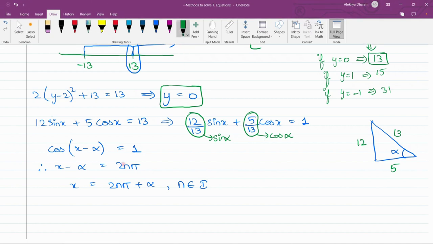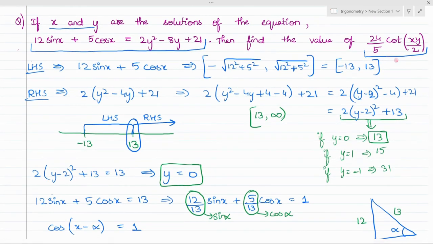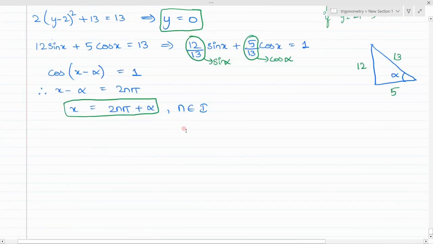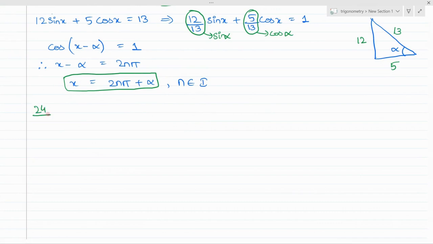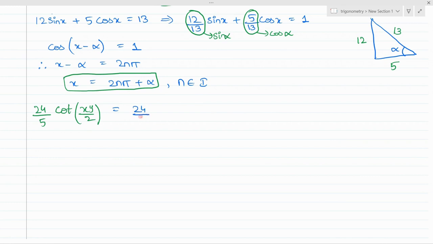So we got the value of x also, and we also have the value of y. Now we need to find the value of the expression given in the question. So just substitute the values of x and y over here. We can write it as 24 by 5 cot of xy upon 2. So this is nothing but 24 by 5 cot of, x is 2n pi plus alpha, y is 2, upon 2. The 2 gets cancelled, and cot of 2n pi plus alpha is nothing but cot alpha.